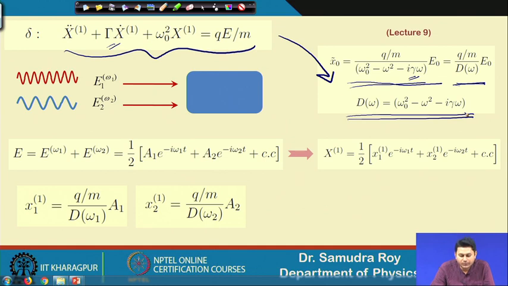So now what will we do? We will change the system slightly. Instead of launching one electric field, now I am launching two electric fields with two different frequencies.